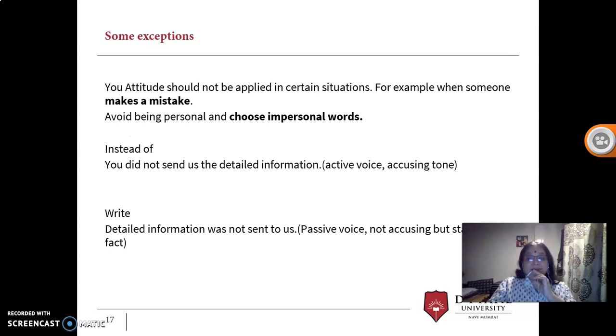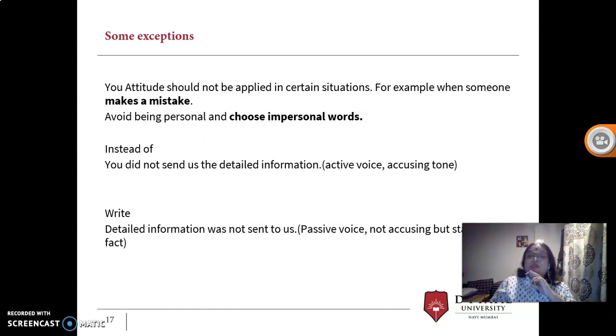Now there are some exceptions for you attitude, because there may be questions in your mind like how to use you attitude. Should we not use you attitude in a complaint letter? You're right, we shouldn't, because then we would be accusing that person and saying you have not done this, you have not done that. So this is an exception, especially when the recipient might have made a mistake. So here you're not supposed to be accusing. So you have to avoid being personal and you should choose impersonal words here.